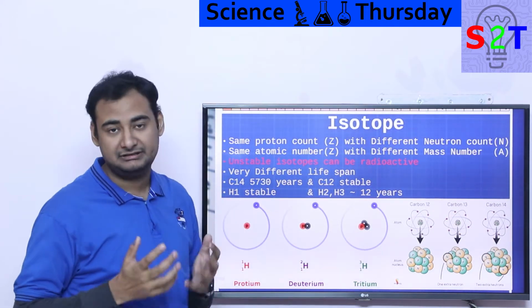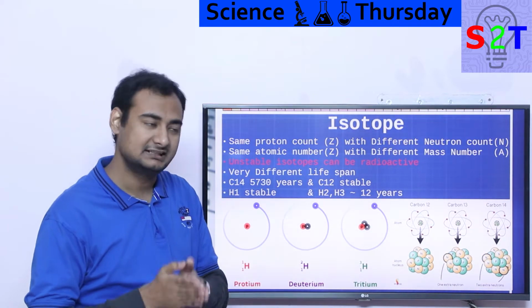Now all these elements in the periodic table, generally what we have, we can understand one thing: they are stable, otherwise they would not be there.